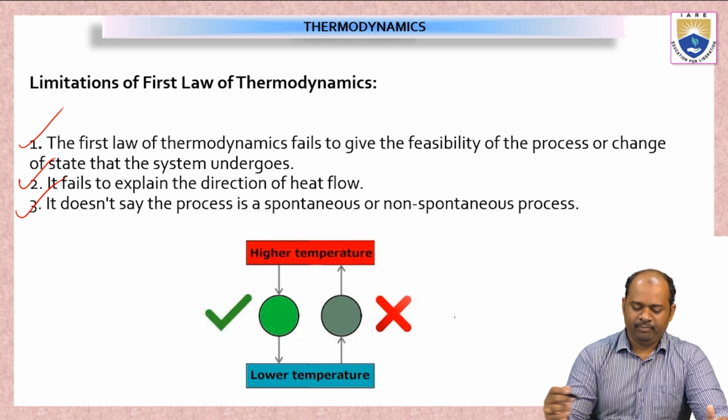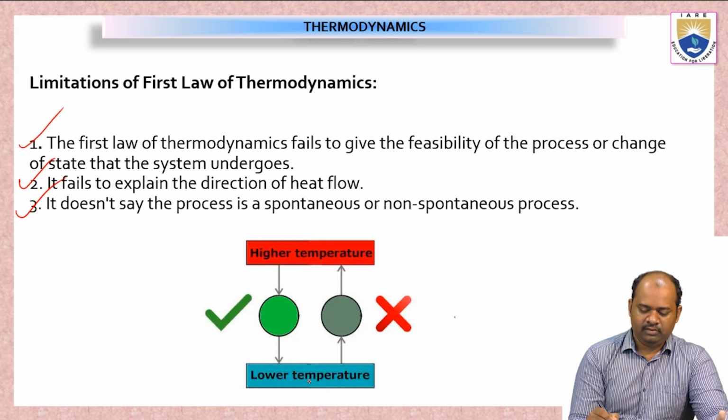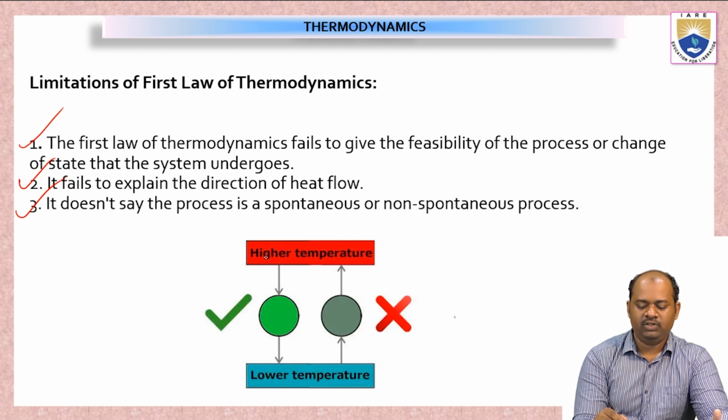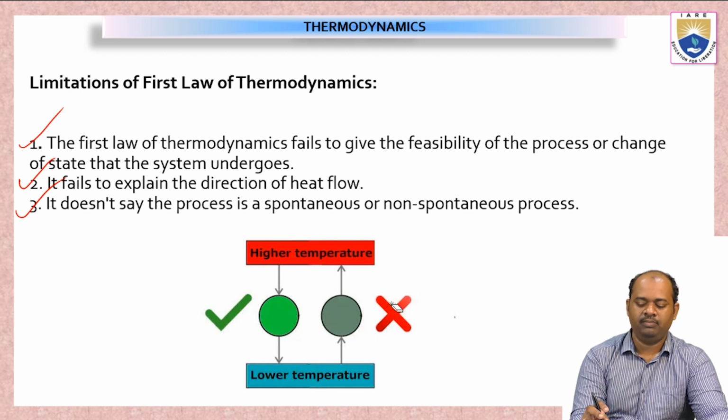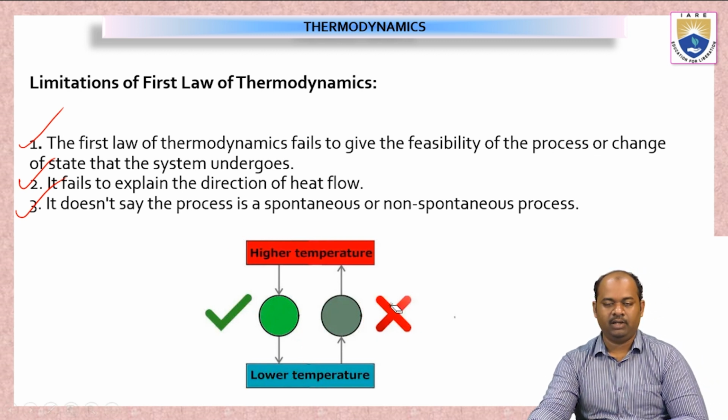So in the picture we can see heat being supplied to a body from low temperature to high temperature. This is the standard thing which is generally done. Now, what happens if heat flows from a high temperature body to a low temperature body? This is not given by the first law of thermodynamics. So there are some limitations, and we have to develop the first law for better applications.